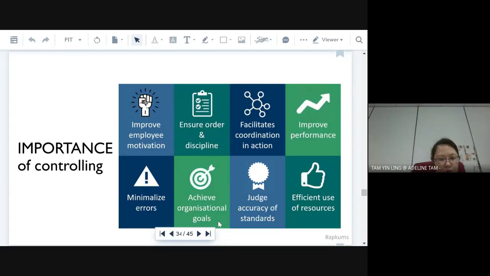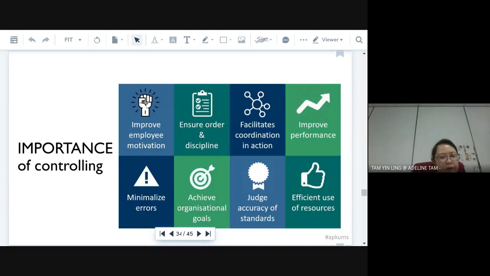Achieve the organizational goals. Okay, judge accuracy of standards. So when we do controlling, actually we check our standards, piawaian pencapaian, okay, our standards. So if our standard is too low, then we set a higher standard. Okay, so standards here involve lots of things, including the quality, standard quality of the product, standard quality of the service, standard quality of the process, and so on.